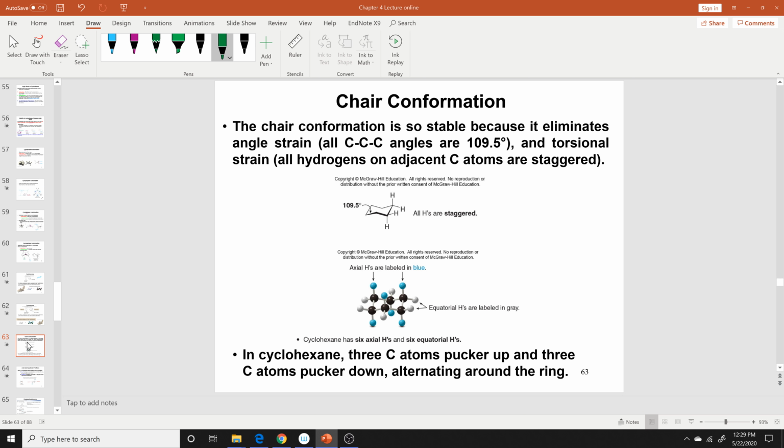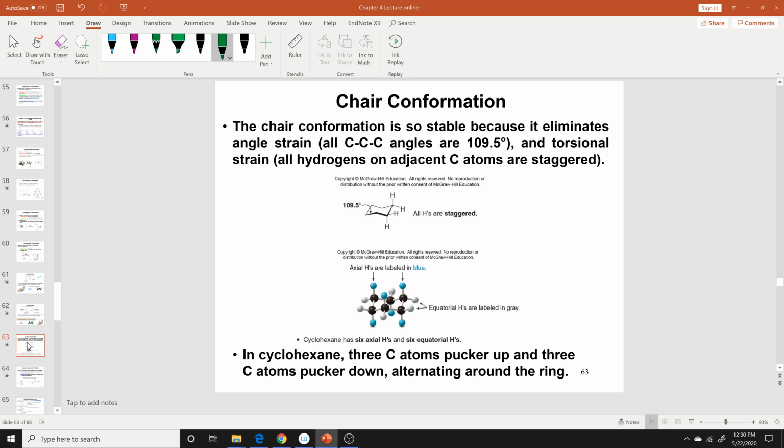The chair conformation is very stable, and the reason why it's stable is because it eliminates the angle strain. So you will not have an angle strain in there, and all the CCC angles are going to be tetrahedral, with 109.5 degrees. You're not going to have torsional strain, so there will be no eclipsing of the bonds because all the hydrogens and the carbons are going to be staggered. They're going to be far away from each other. See those 2 hydrogens, they are staggered, far away from each other.